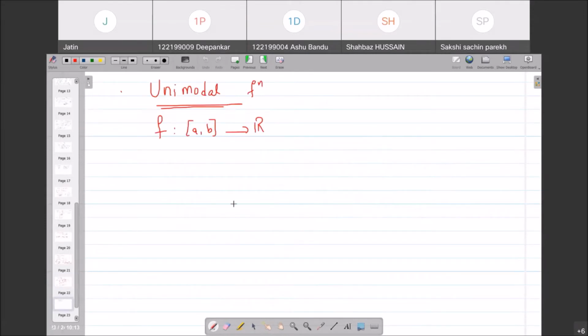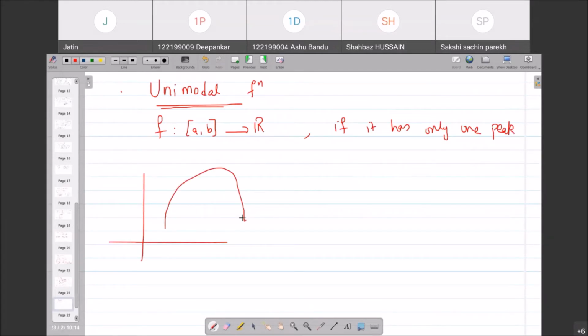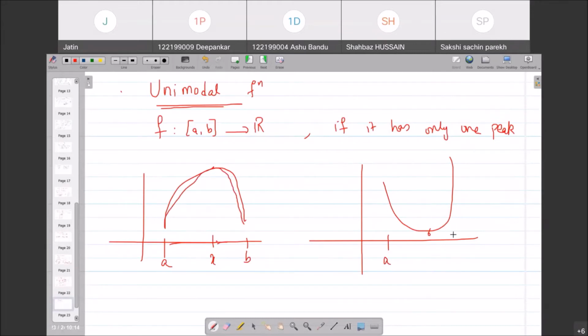I will call this a unimodal function if it has only one peak. If f has only one peak, this is a unimodal function. This is a unimodal function. One peak, either the lowest point or the highest point. Those are unimodal functions. Now, if this is my x, with a and b, then from a to x it is increasing and from x to b it is decreasing. If you have a unimodal function of the other type, then from a to x it is decreasing and from x to b it is increasing. So there exists a point after which the nature of the graph changes. Such functions are called unimodal functions.